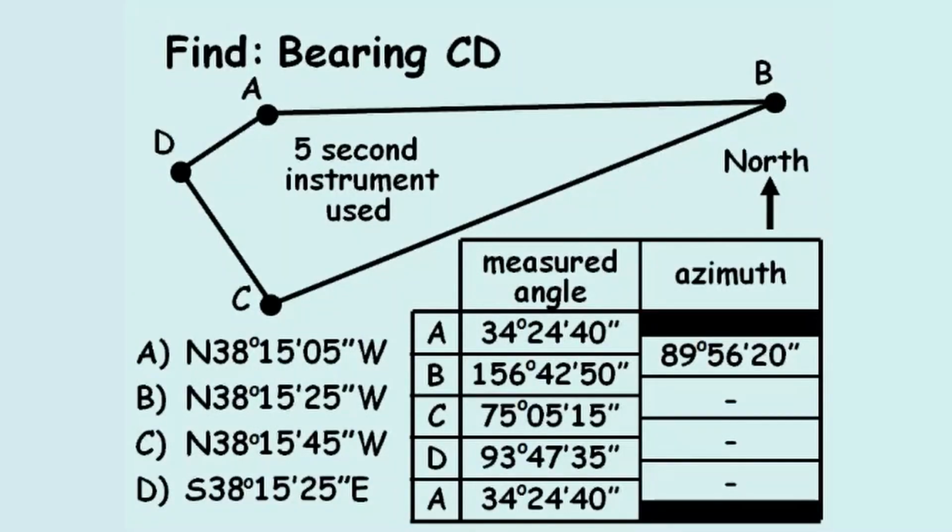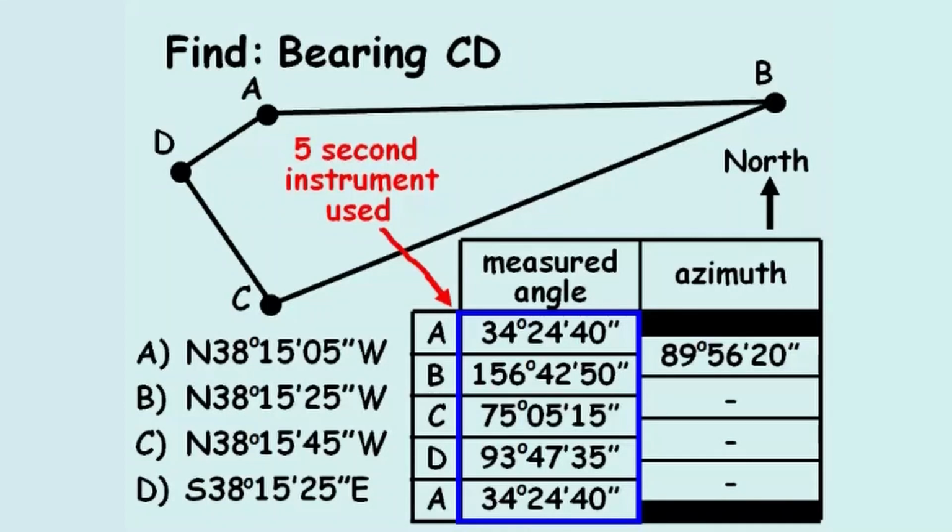Find the bearing of line segment CD. In this problem, points A, B, C, and D form a closed traverse. The problem statement provides the azimuth of line AB, and we're also provided the measured deflection angles at all 4 points in degrees, minutes, seconds format. These angles were measured using a device that can be measured down to the nearest 5 seconds in precision.